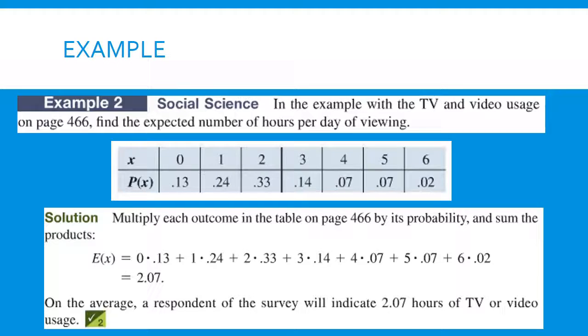Okay, you see here where it's all spelled out for you, how we multiplied, we added them together and got 2.07. What that means is that on the average, a respondent of the survey will indicate 2.07 hours of TV or video usage.